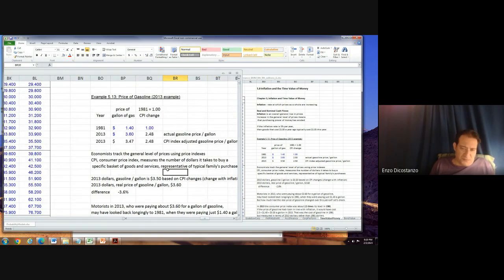Economists track the general level of prices using price indices. Ever see what we did? So in 1981, that's the actual price of gasoline. The index we're using, the base year, is 1. So the CPI from 2013 to 81 is 2.5 times. So you take 2.5 times to get the price of gas.